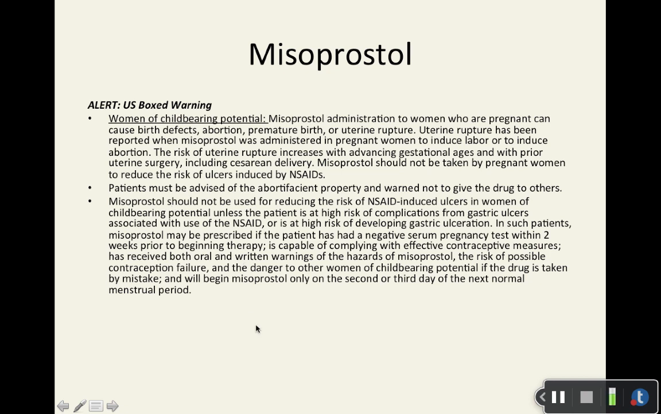So it is contraindicated. They do have a box warning on it. Go ahead and read through this. It's important, but take home point, contraindicated, FDA box warning, that shouldn't be used in pregnant women. And then it should be used in caution with women of childbearing potential.